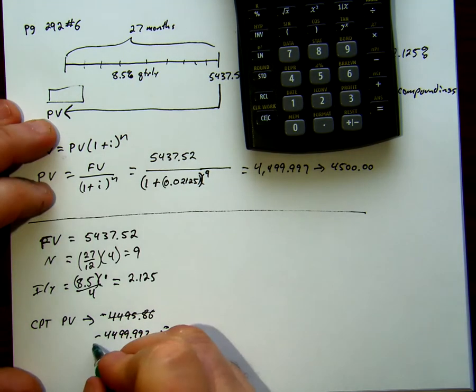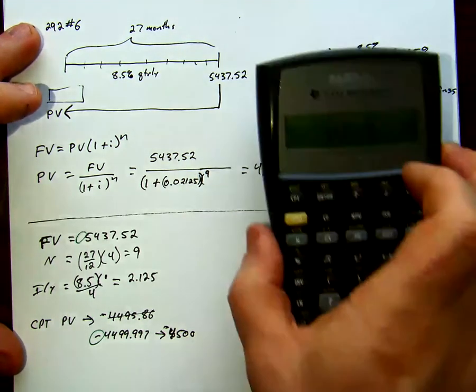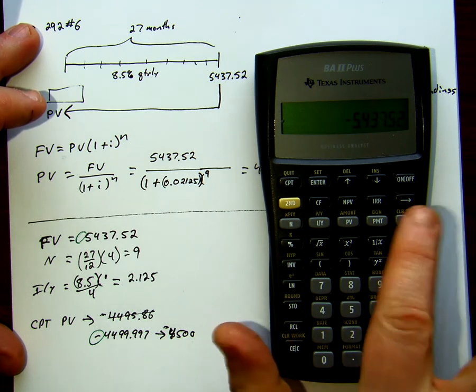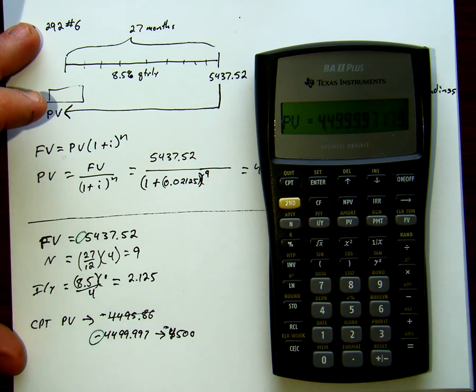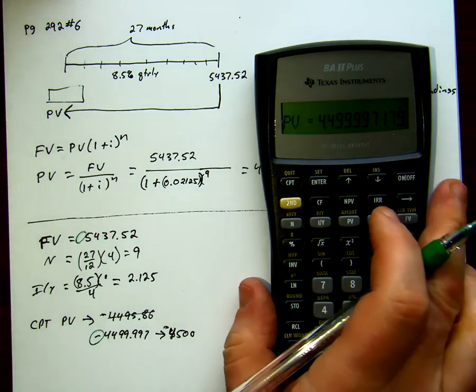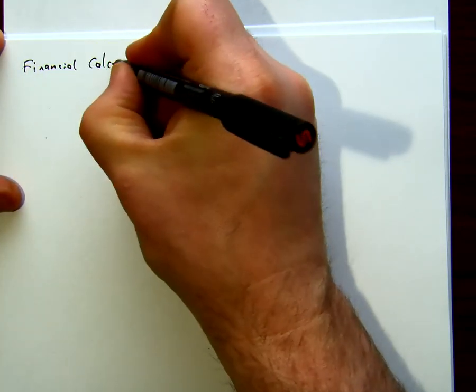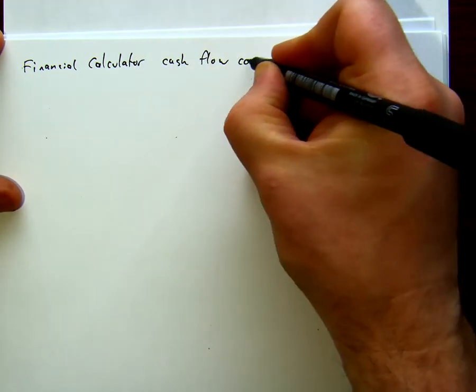And this was negative. Now we'll talk about the cash flow convention. So this was a negative value and this was positive. If I did it the other way around, if I put in 5437.52 as a negative value, and then I computed the present value, it would be a positive value. So we'll talk about the cash flow convention on the financial calculator.